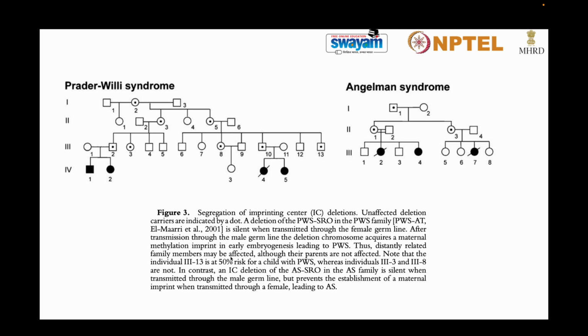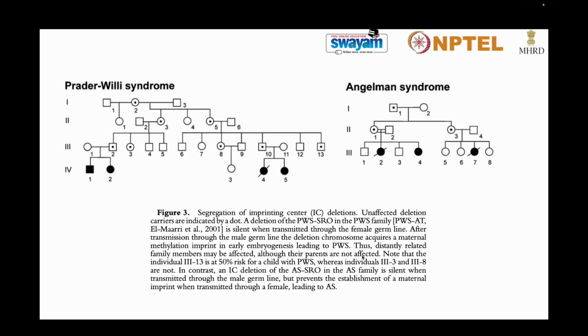The distantly related family members may be affected, although their parents are not affected. So in this way, you can see that although their parents are not affected, their offsprings are affected. They were unaffected, they were just the carriers, but their offsprings are affected. So they need not be affected to pass on this disease. Note that individual 313 is at 50% risk for a child with Prader-Willi syndrome. This child will never be the carrier, it will be affected because it is the father.